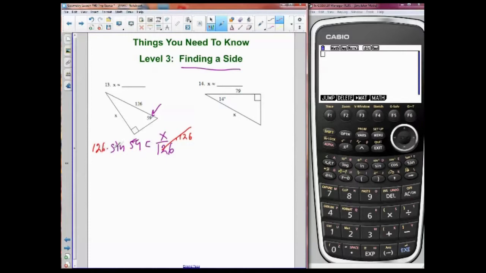All right, so 126 sine 59, and we just go straight to our calculator. We don't have trig tables anymore. Those are relics of the past. And with the CASIO, you don't have to put in the multiplication symbol, but you can knock it out, and my side is 108. Very often we round to the nearest hundredths or so, but it looks like 108 will be the rounded answer.